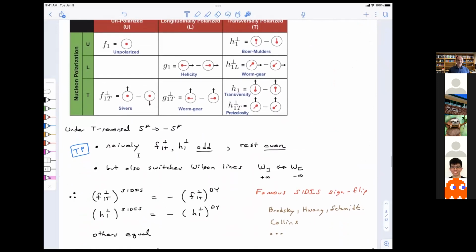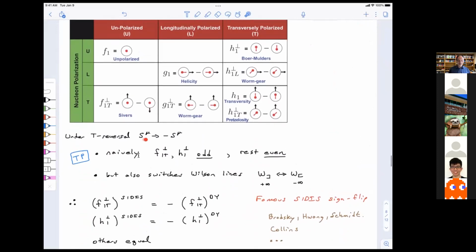Okay, so now we're going to come back to time reversal. I didn't use that as a constraint. Why? Well, time reversal is kind of interesting. Under time reversal, S goes to minus S. And actually, naively, 2 of these objects, this one here and this one here, if you go through it, you find out that they're odd. So that's kind of it.